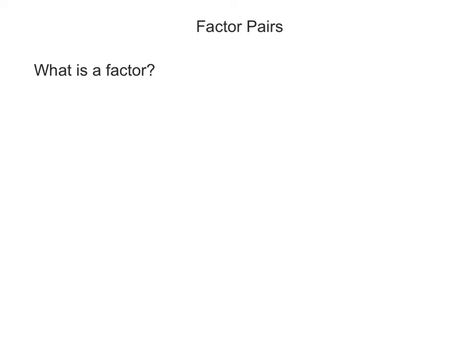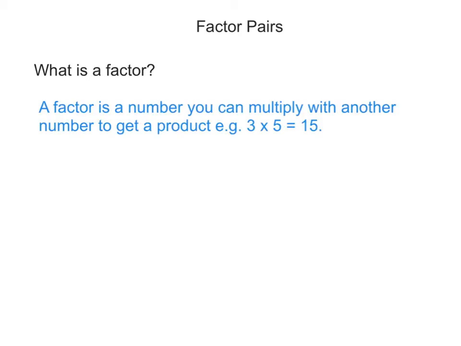Today we're going to look at factor pairs. First of all, we need to know what a factor is. What is a factor? Well, a factor is a number that you can multiply with a number to get a product. For example, 3 times 5 is 15. So our factors in this are 3 and 5, and the product is 15. The product is like what you get. So two factors, 3 and 5, equals a product of 15.